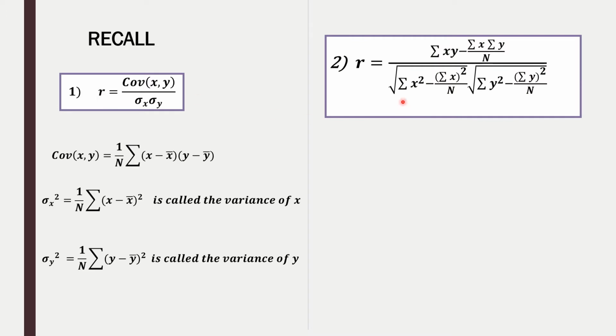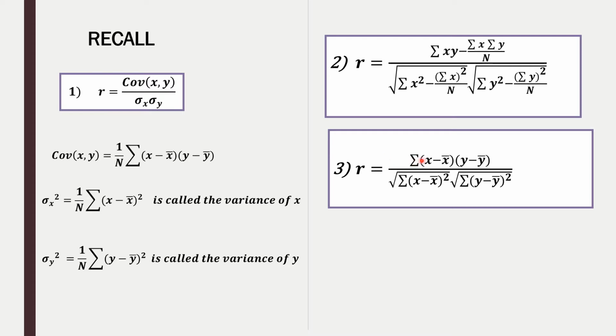So to calculate r by direct method, we had applied this formula where r is equal to summation xy minus summation x summation y upon n upon square root of summation x square minus summation x the whole square upon n into square root of summation y square minus summation y the whole square by n. And then the second method was actual mean method. Actual mean method means we were calculating the actual means of x and y and then substituting in summation of x minus x bar into y minus y bar upon square root of summation x minus x bar the whole square into square root of summation y minus y bar the whole square.